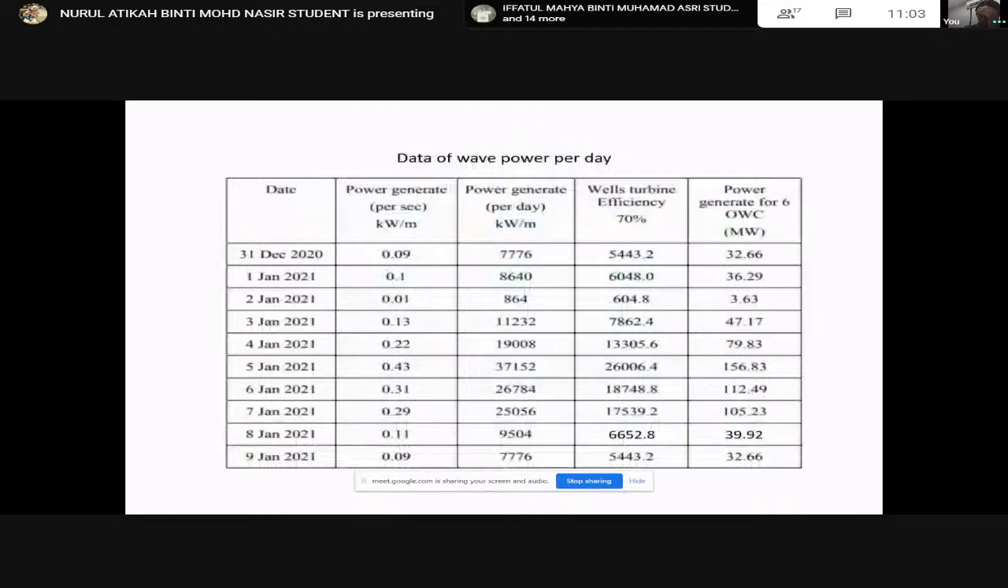From our study, this is the data of the wave power. We choose to use 6 modality points to generate power in the position, and we use a maximum efficiency for the Wells turbine of 70%.